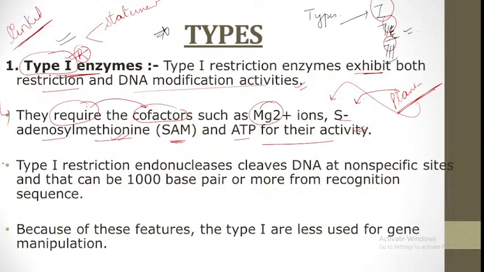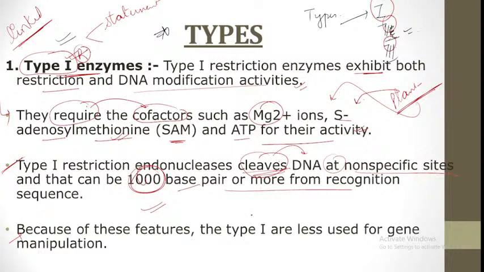Remember that. Now the type 1 restriction endonuclease, what does it cleave? It cleaves the DNA at specific or non-specific sites, and that can be up to 100 base pairs or more from the recognition sequence. So what is the type 1 restriction endonuclease actually doing? It cleaves the DNA at non-specific sites that can be up to 100 base pairs or more from the recognition sequence.